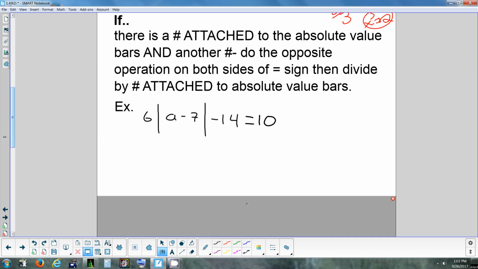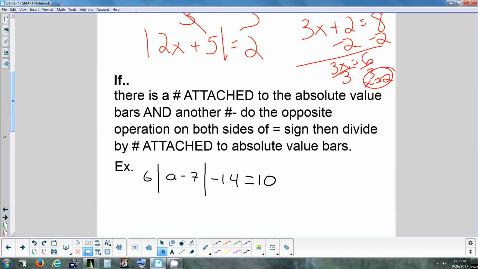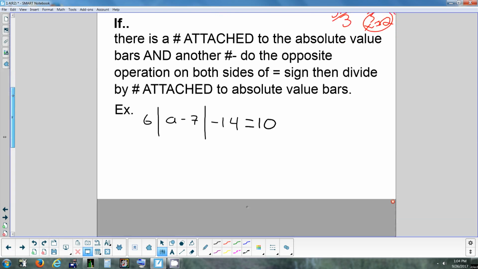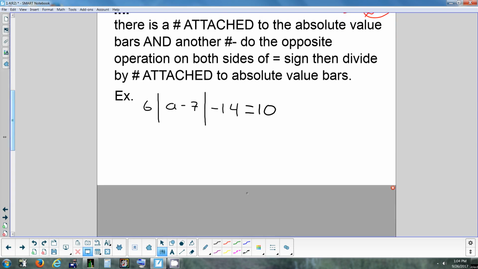All right. So just like we did up here, again, think of this as one big variable. We want to get that variable by itself. So based on the steps that we wrote, what would be the first thing we would do? Maybe they know based on the notes we just wrote: do the opposite operation on both sides, then divide by the number attached.